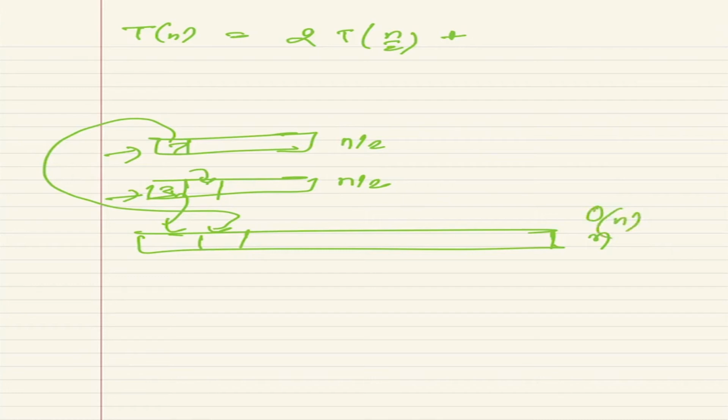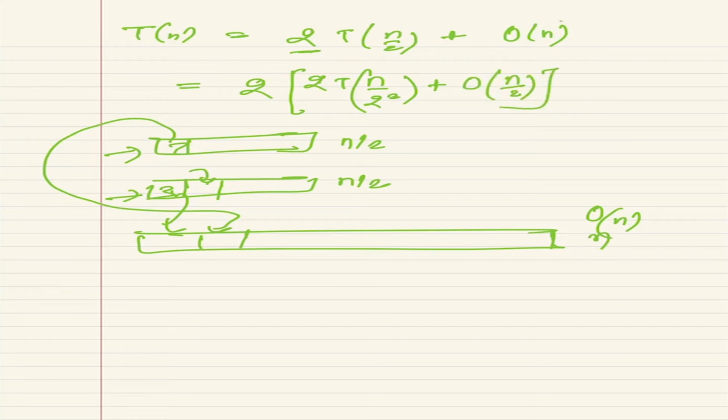So merging will take order n time. And remember, in binary search we had only one subarray to go to. Here you are going to both the subarrays. So now you try to expand this. This will be 2 T(n/2), and T(n/2) you will again say 2 T(n/2 square) plus order n.